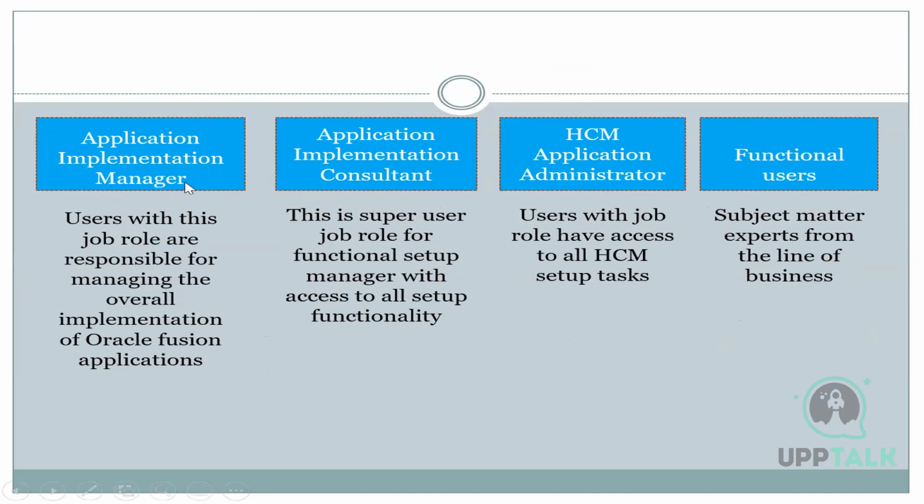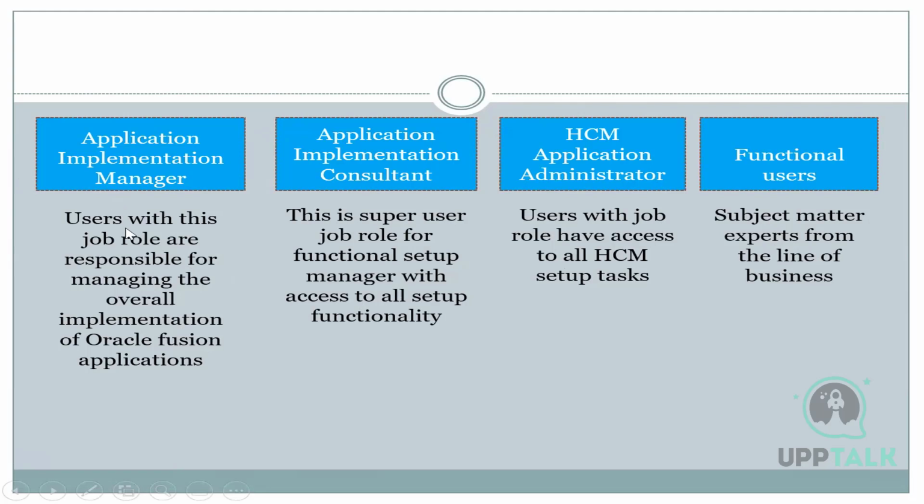So we have application implementation manager, application implementation consultant. These are all job roles. HCM application administrator and functional users. What are users? Just job roles responsible for managing the overall implementation of Oracle Fusion application. Application implementation consultant is the super user job role, functional setup manager, with access to all setup functionality. Users with the job role have access to all HCM setup tasks, and functional users are subject matter experts from the line of business. Functional users are what? Subject matter experts from the line of business.